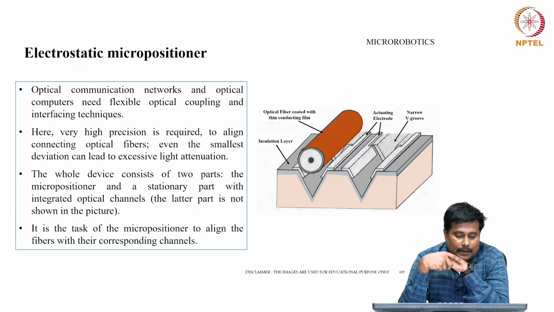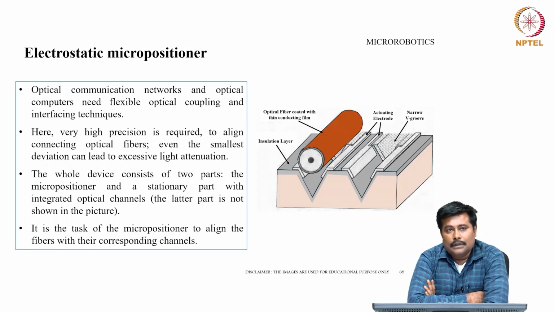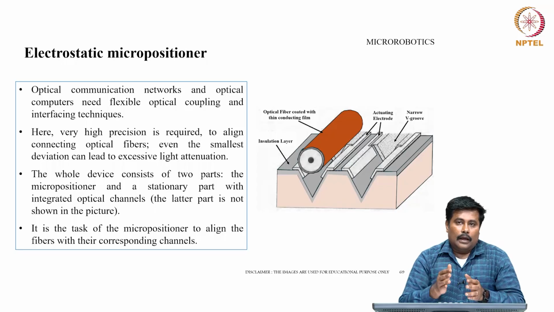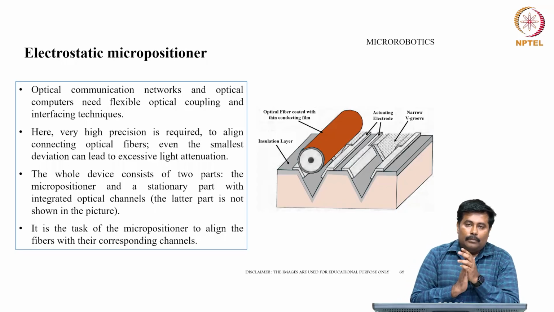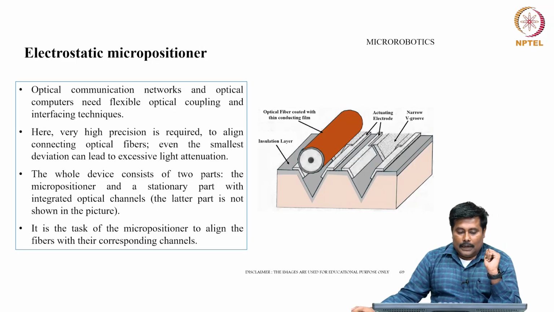And then it will be helpful for manipulating the connection. So, optical communication networks and optical computers need flexible optical coupling and interfacing techniques. Here a very high precision is required to align and connect the optical fibers. Even the smallest deviation can lead to excessive light attenuation. So, the whole device consists of two parts, the micropositioner and a stationary part with an integrated optical channel, and it is the task of the micropositioner to align the fiber with the corresponding channels.